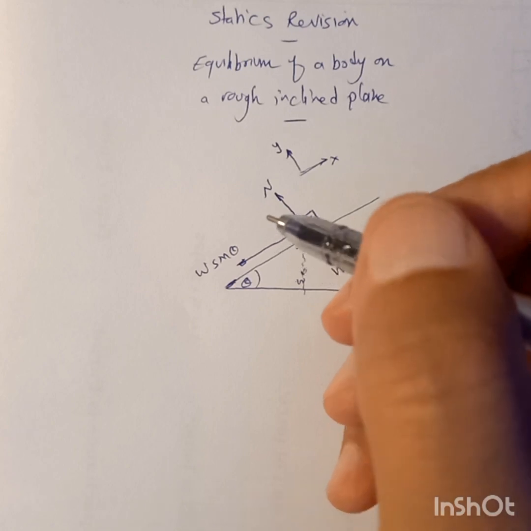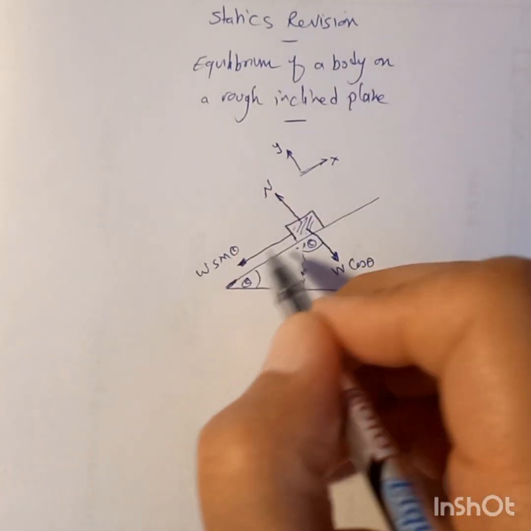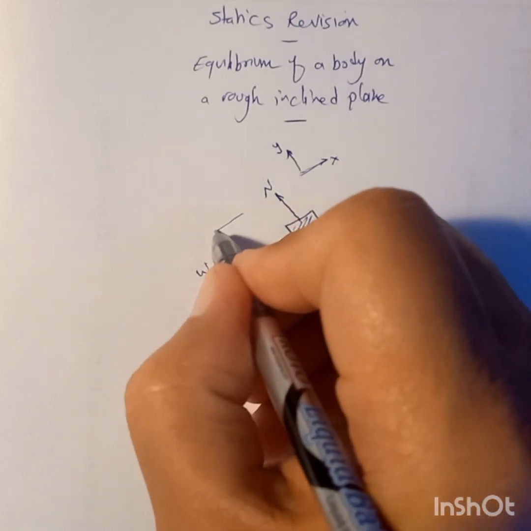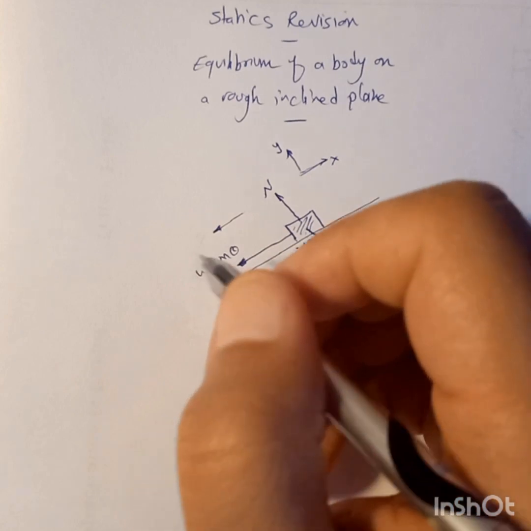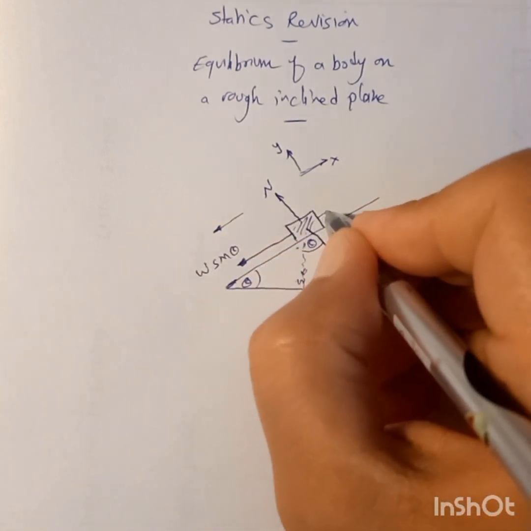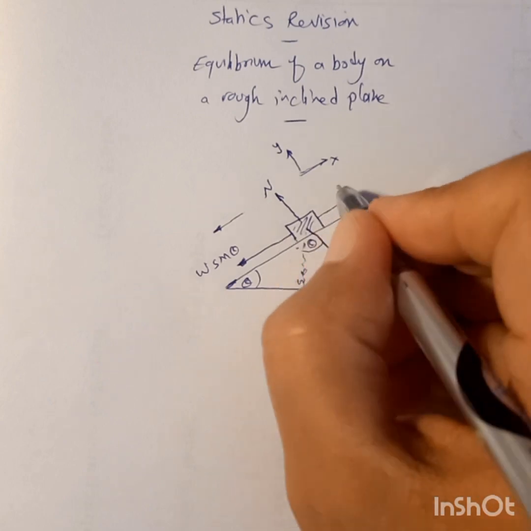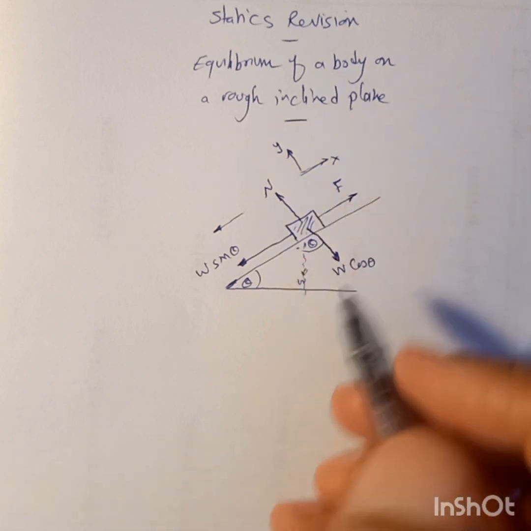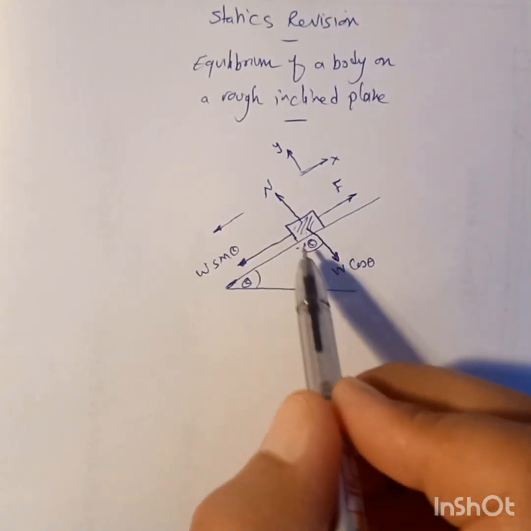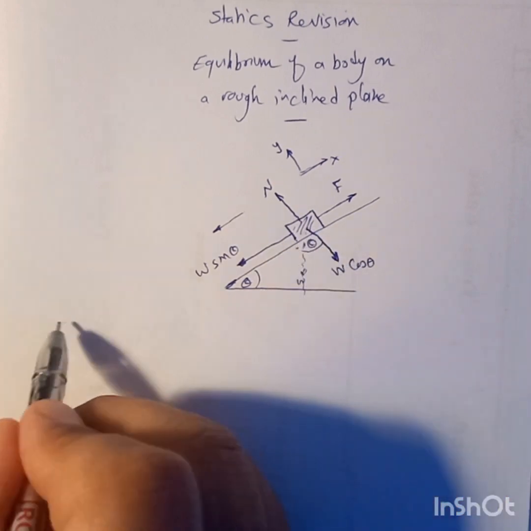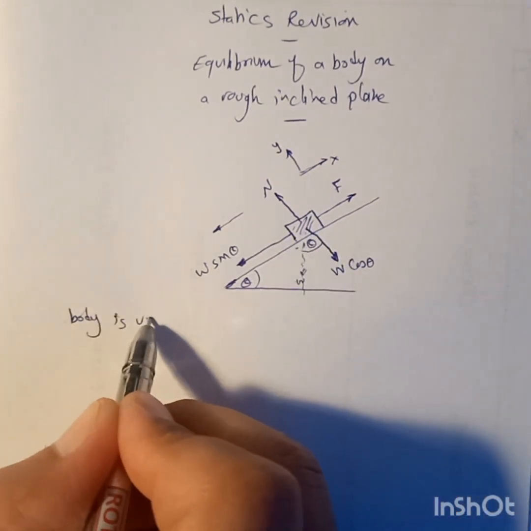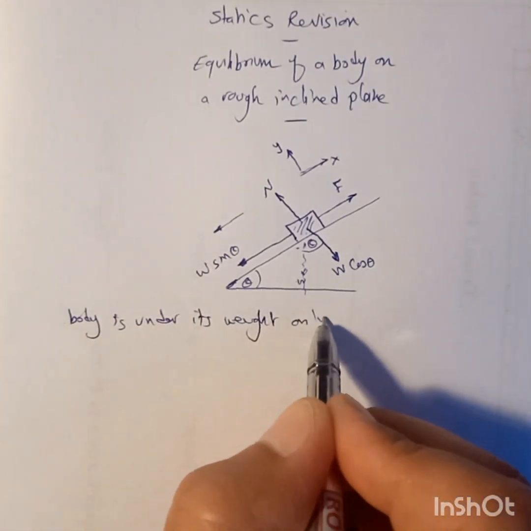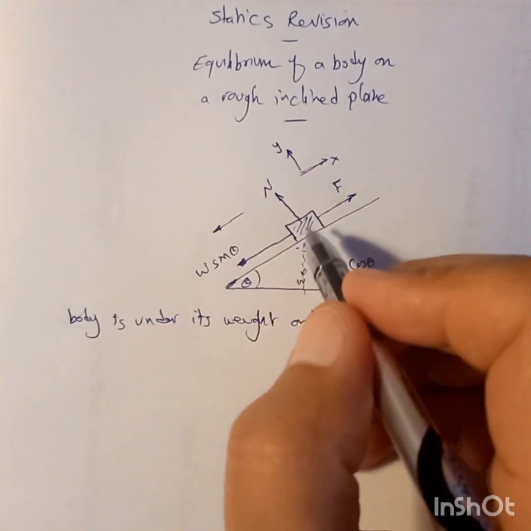Then the expected motion direction, if the body is acted on by its weight only, is down the inclined plane in this direction. In the opposite direction to the expected motion direction, we have the friction force F here. As we said, the body is under its weight only.